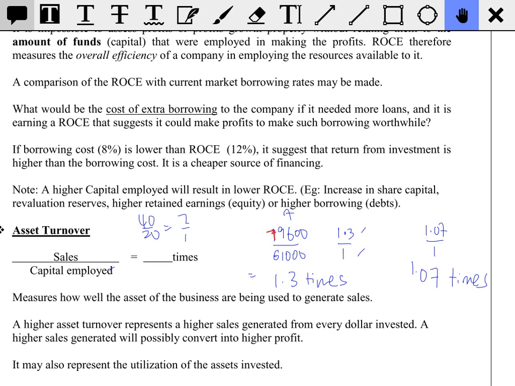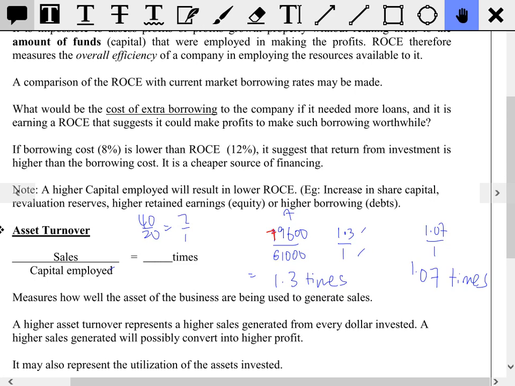A, because every dollar that is employed into the business generates 1.3 sales. The other one is only 1.07. Of course, the higher the better in terms of the sales. Higher sales will tend to have higher profit. Is it okay? So we utilize our capital employed.